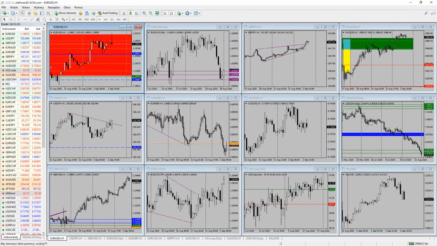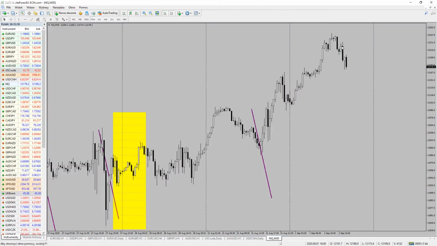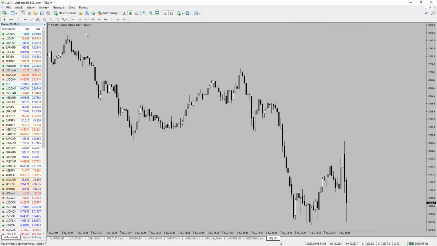Anyway, the US market is already open. Nasdaq new high, nothing new. We already know the drill.